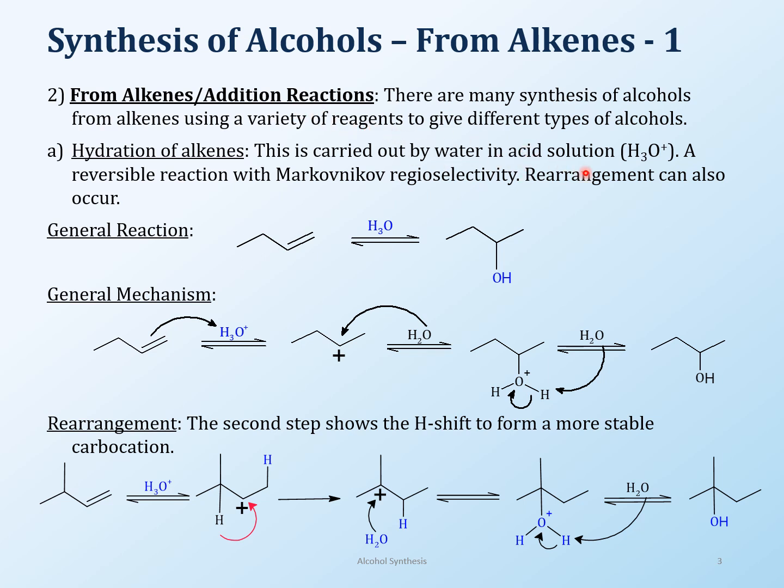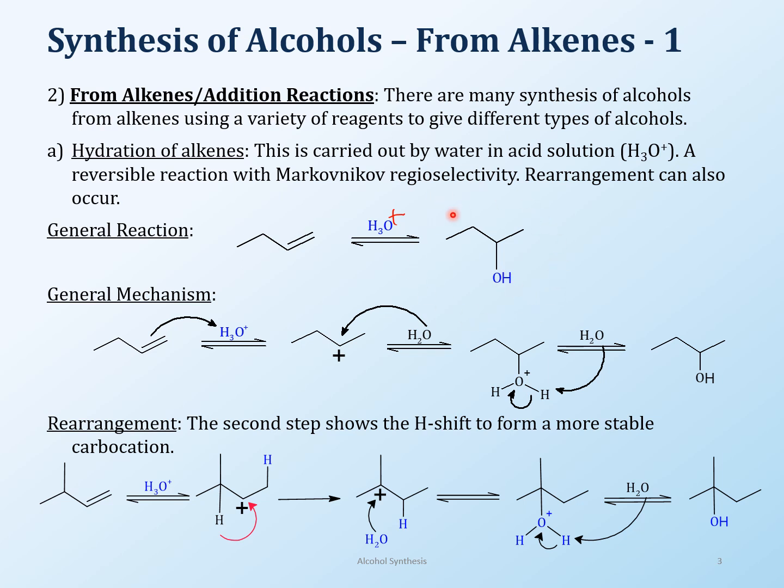If we're adding something, here is the general reaction for it, where you have the alkene and then you have the H3O, and it should actually be H3O plus. So let me go ahead and put that right now. But anyhow, you have the H3O plus, and that means it's an acidic medium, and then you end up getting an alcohol. Now, what kind of an alcohol do you get?